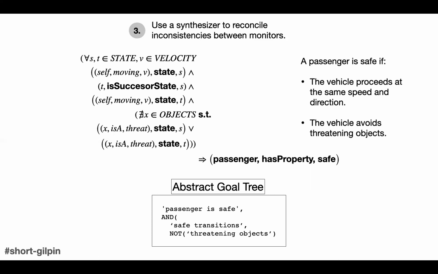Again, that the passenger is safe if it goes through safe transitions. That's what's underlined here in green. And it doesn't encounter any threatening objects. That's highlighted here in blue.